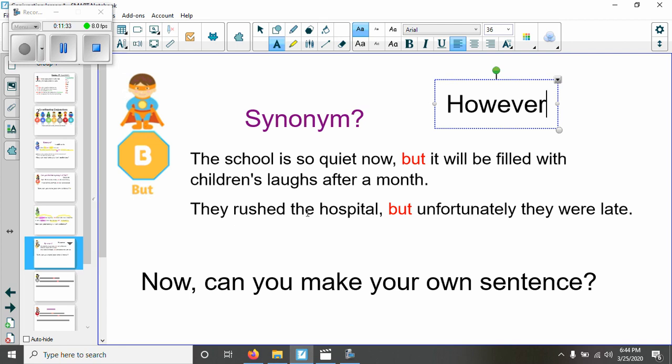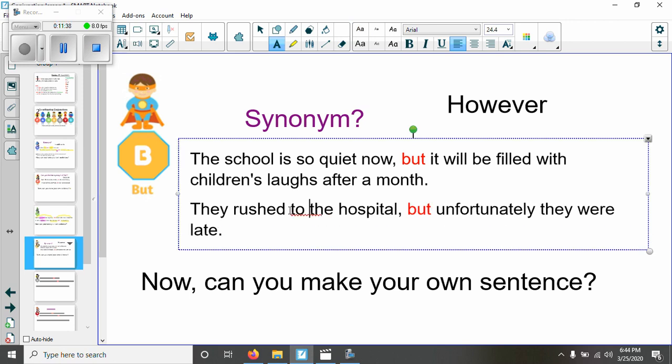Let's go for the next. They rushed to the hospital, but unfortunately, they were late. You got it. Let's put however. It will make the same sense. So the school is so quiet now. However, it will be filled with children's laughs after a month. Let's go for the next. They rushed to the hospital. However, they were late. Okay?